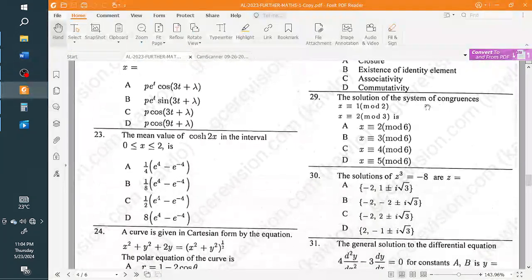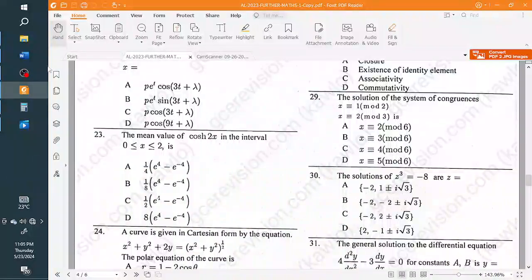The solution of the system of congruences. Most of you, when you see this, use the Chinese remainder theorem. Fine. I can't remember the formula of the theorem, so I'm just going to use something else. But you can use your Chinese remainder theorem if you wish.